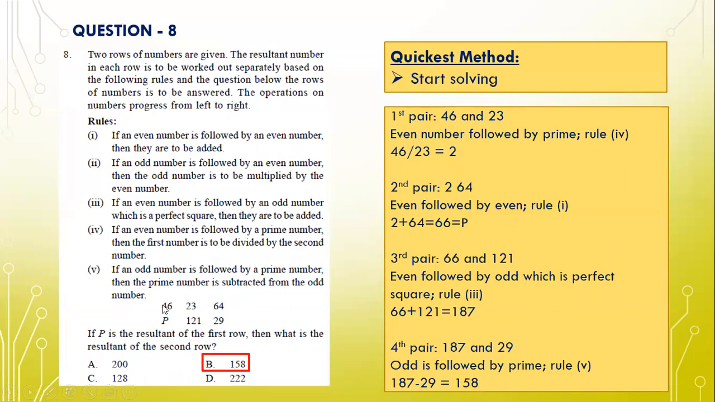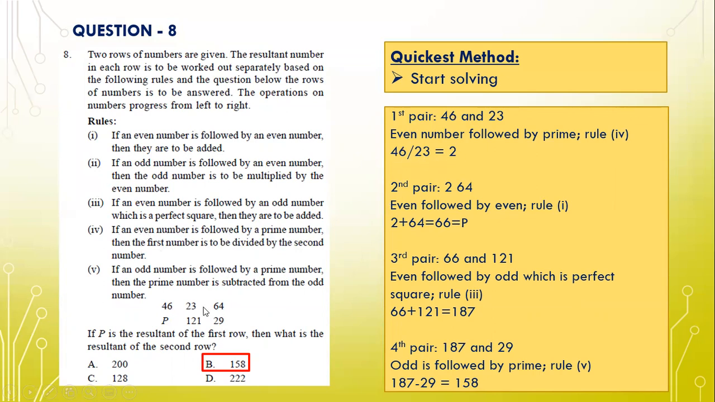Okay, first pair. What is the first pair? 46 and 23. So, even number followed by a prime. 23 is a prime number. So, rule number 4. Rule number 4 is even number is followed by a prime. Then the first number is to be divided by the second number. So, 46 divided by 23 is 2.